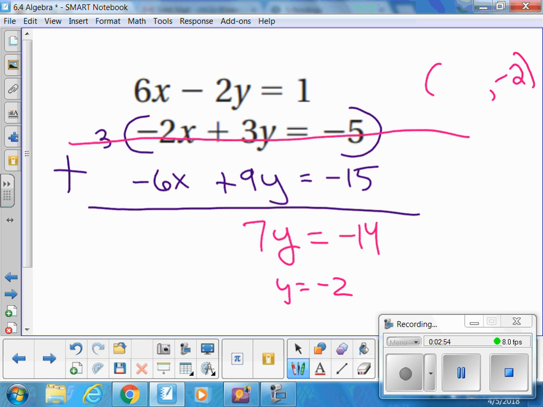So we're going to finish it off just like yesterday as well. You're going to pick your favorite equation. My advice would be look at the two original equations. Don't look at the one that you had changed. So we're looking at the two original equations. Which one is your favorite?